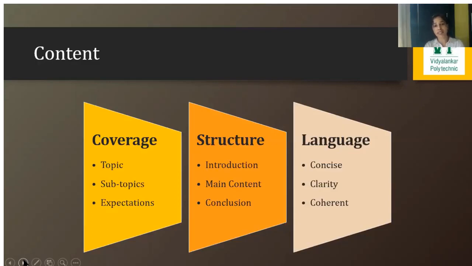When we are talking about conciseness, that means we have to be brief in expression. We cannot have information overload there. At the same time, whatever we have to say, we should say it in the minimum number of words.